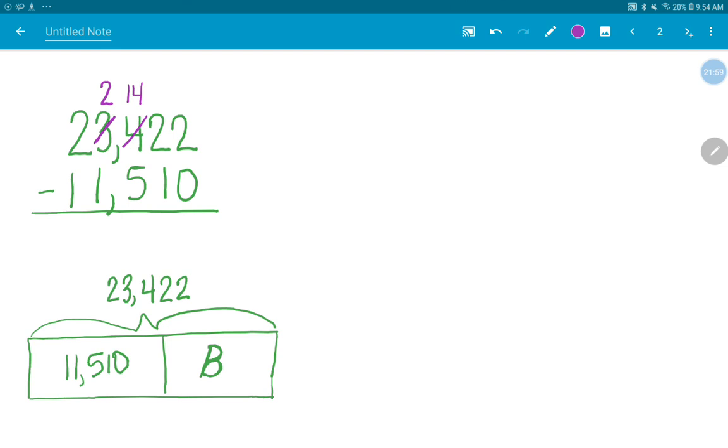If I move over to the thousands, can I do 2 minus 1? Yeah. Can I do 2 minus 1 in the 10,000s? Yeah. Okay, so I'm ready to subtract. Where do I start? 1's place value. 2 minus 0 is 2. 2 minus 1 is 1. 14 minus 5 is 9. 2 minus 1 is 1. And 2 minus 1 again is 1.